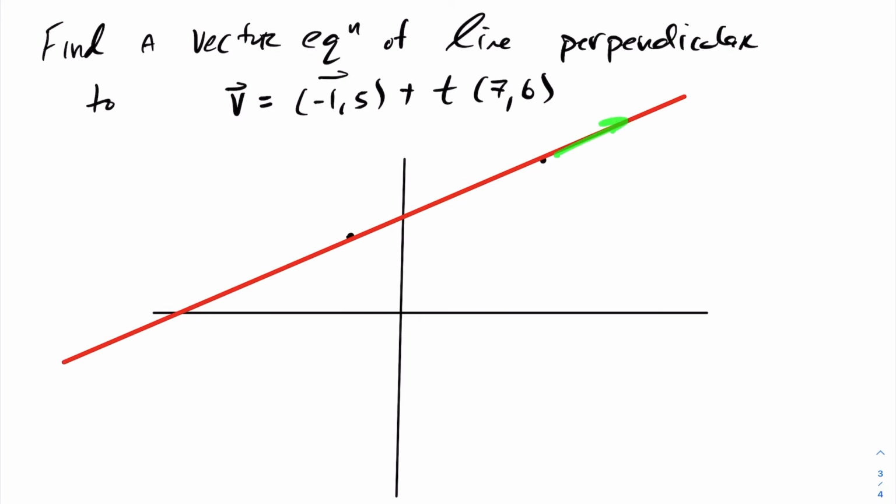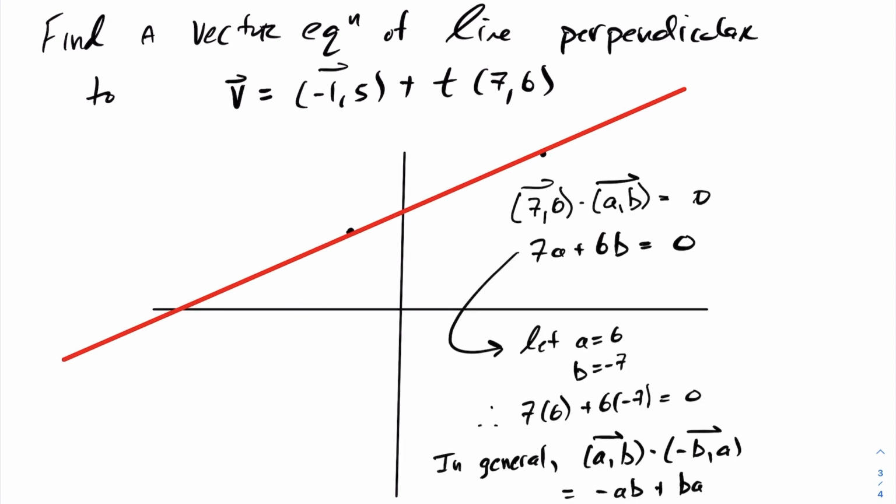So along this line we have a lot of different direction vectors of different lengths in different directions. What we want is a direction vector that's perpendicular, so we need to find a vector that meets this line at 90 degrees. Therefore, we have to find a vector whose dot product with (7, 6) is 0. Expressed in dot product form, (7, 6) dot the unknown vector (a, b) must equal 0. Expanding this out, we have 7a plus 6b equals 0.